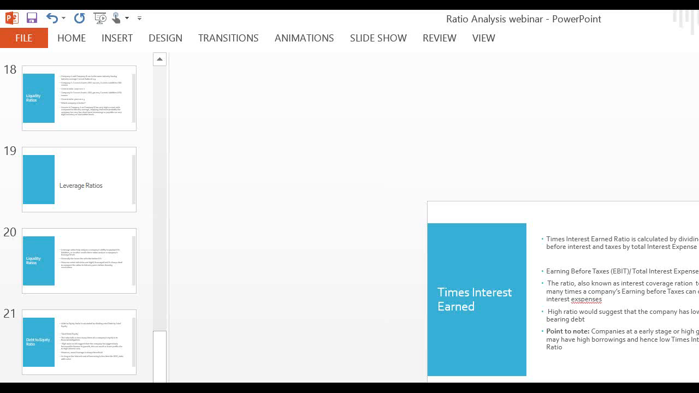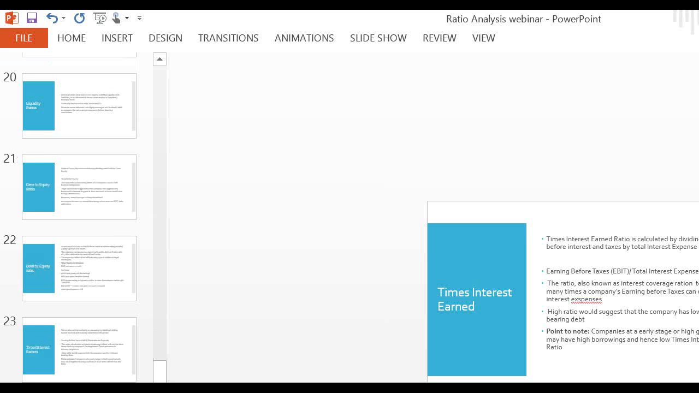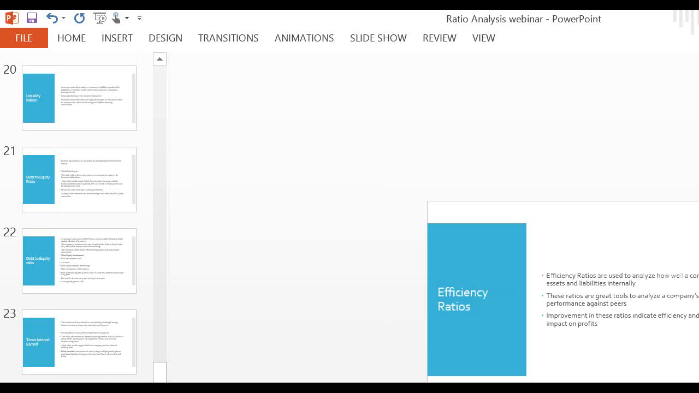Next, we move on to efficiency ratios. Efficiency ratios are used to analyze how well a company uses its assets and liabilities internally. These ratios are great tools to analyze a company's management's performance against peers, because improvements in these ratios indicate efficiency and have a direct impact on profits. So it basically tells us how the management is managing the company's assets and liabilities, how well the company is using its resources. We'll see examples as we move forward.